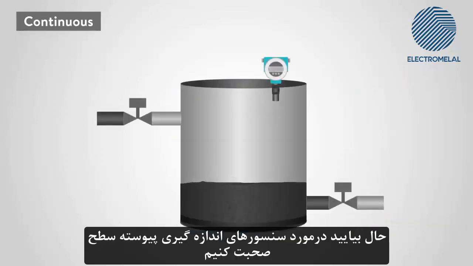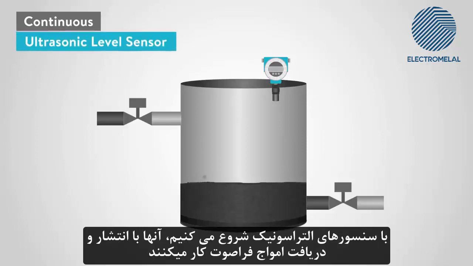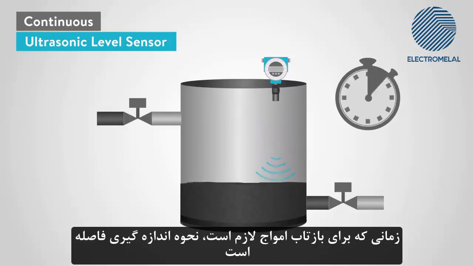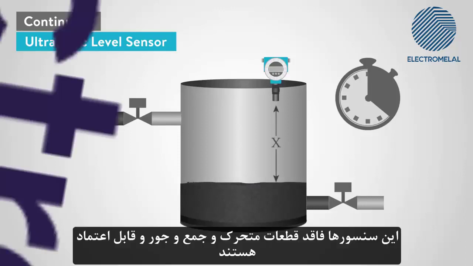Now, let's talk about continuous level measurement sensors. We will start with ultrasonic sensors. They work by emitting and receiving ultrasonic waves. The time it takes for the waves to reflect back is how distance is measured.